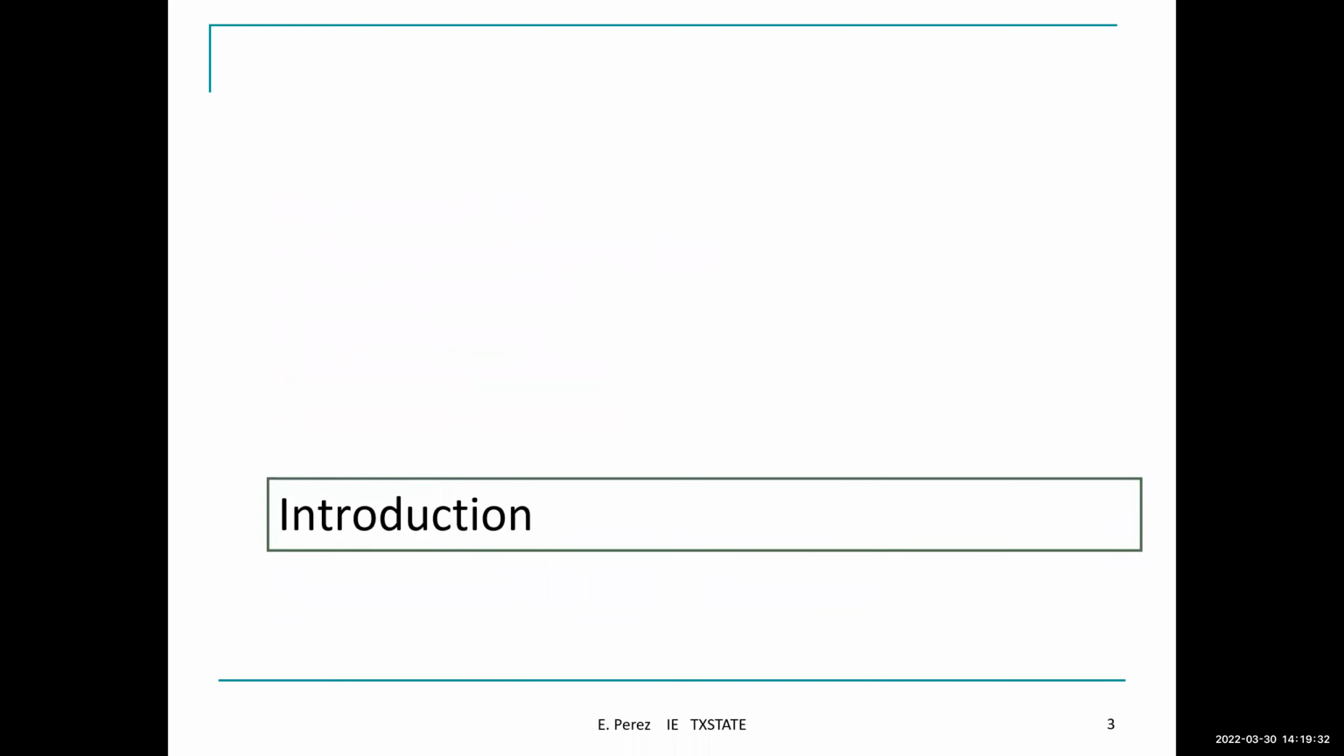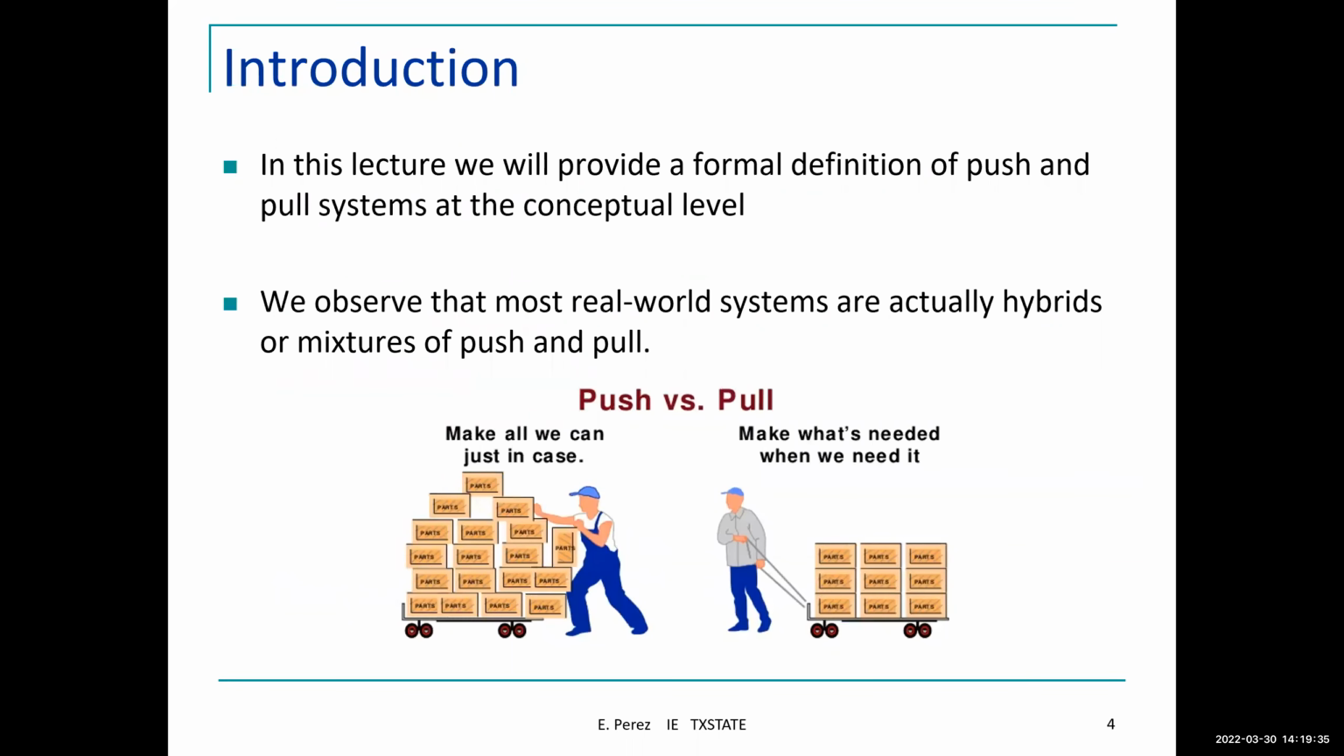So let's get started. Let's talk about the introduction. In this lecture, we will provide a formal definition of push and pull systems at the conceptual level. If you think about push and pull, you understand what the difference is. But when we look at it from a production system perspective, they're related, right? But they're managing your system based on a different philosophy. So we observe that most real world systems are actually hybrids or mixtures of push and pull.